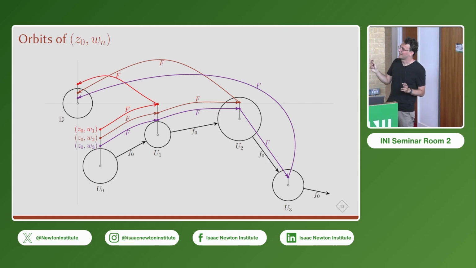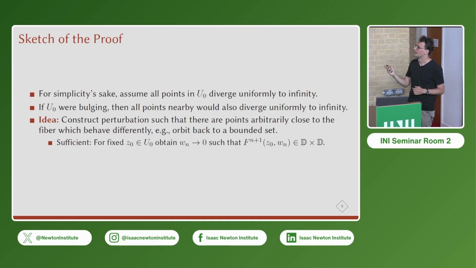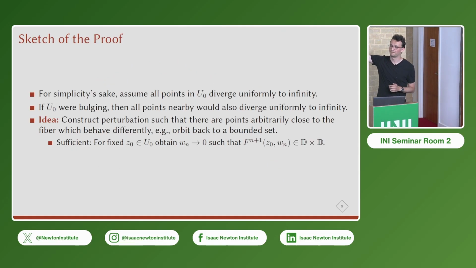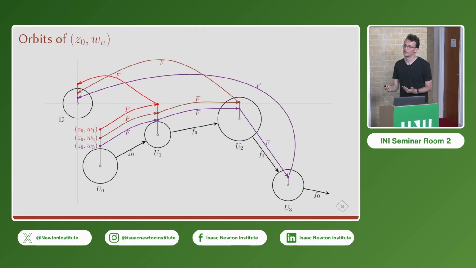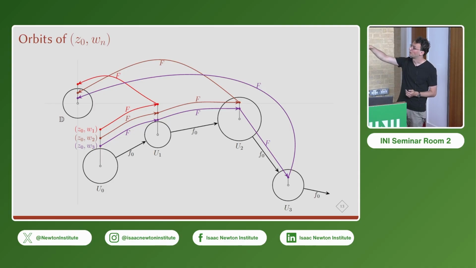I want to mention that technically, for the property that we had on the last slide, we just wanted to get back to the bidisk. And here we are actually doing something more. We construct them in such a way that the points are following the behavior on the fiber. And this is not necessary, but it's just the way that the proof is going to work. OK, so this is the kind of behavior that we want to achieve.